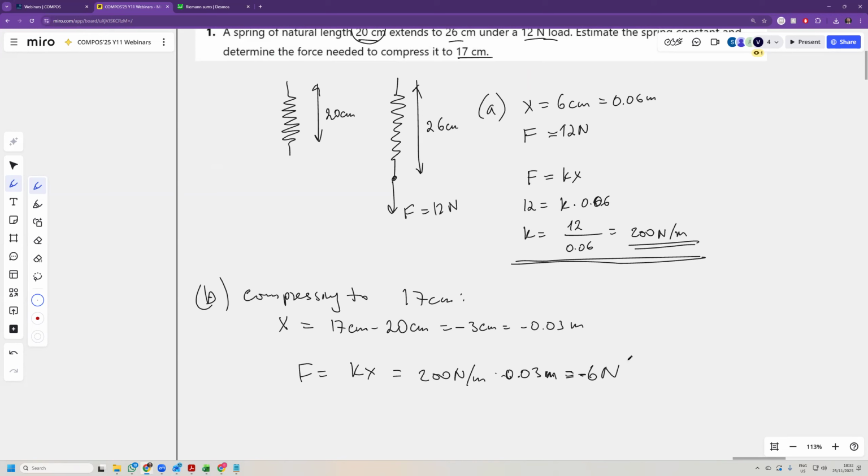Technically, I should have written minus kx here and then say the force must be negative 12. But you work with modulus here. You don't need to worry about the sign.